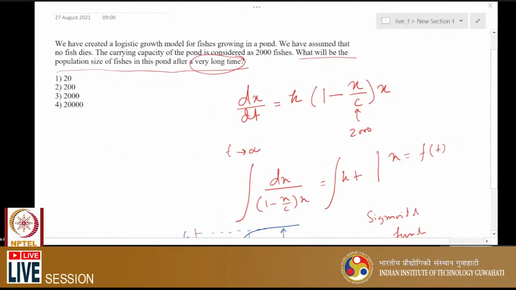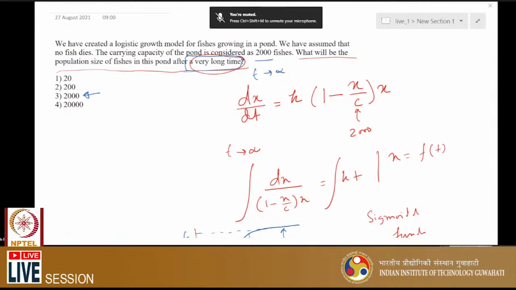What is the carrying capacity? Carrying capacity is 2000. So as the function is sigmoidal, if I wait for a long period of time, t tends to infinity, then obviously by infinite time, the system should saturate. And where should it saturate? This is a sigmoid function of logistic growth. Logistic growth function saturates at the carrying capacity. The carrying capacity is 2000, so my answer should be 2000. Right? So this is a shortcut.